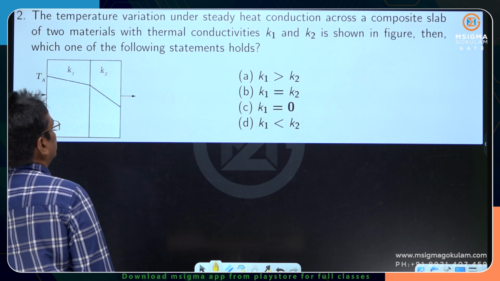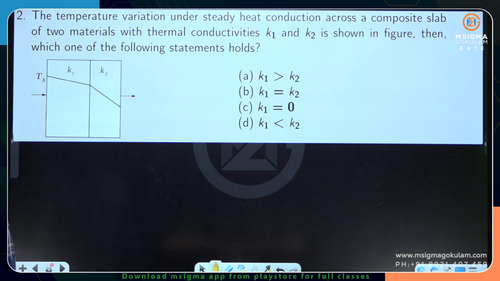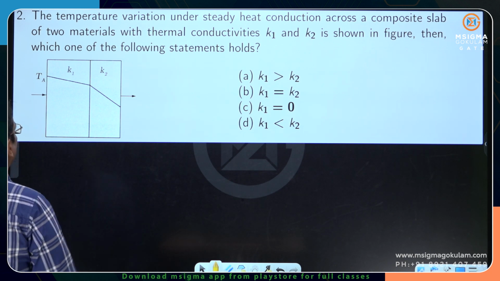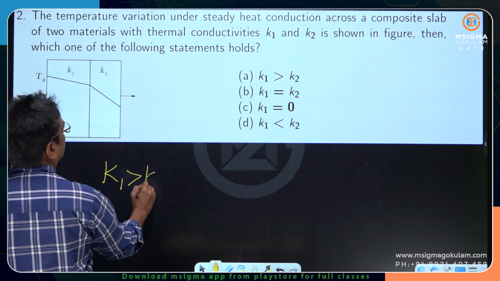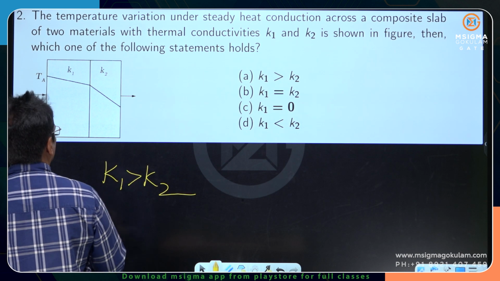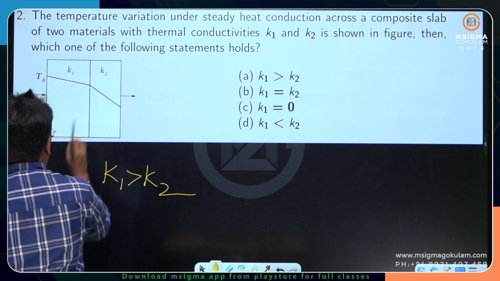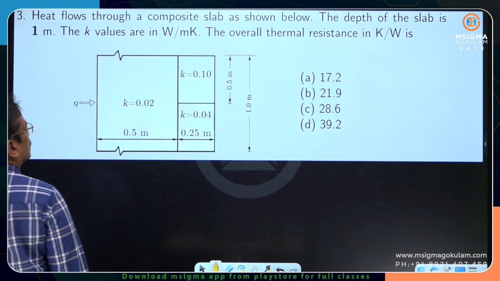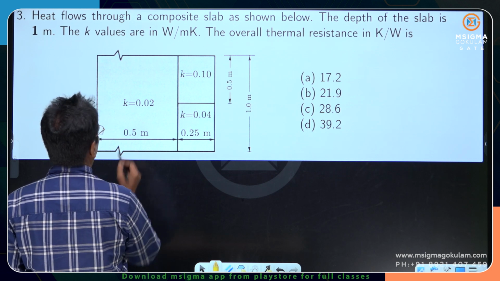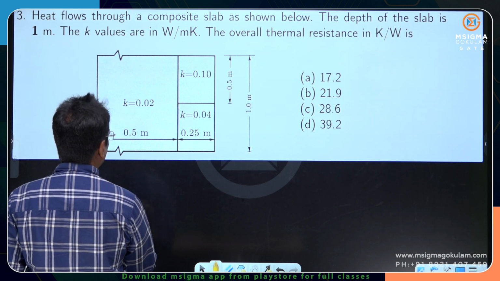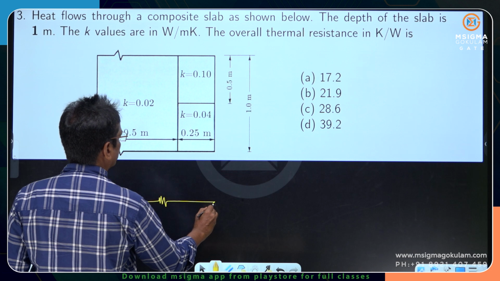Very simple question. Two materials are given there. We can see the slopes are lesser here. K1 is definitely greater than K2, since the slope is lesser here and more there. This could be done by a series circuit. It is a previous GATE question only. First construct the thermal circuit.